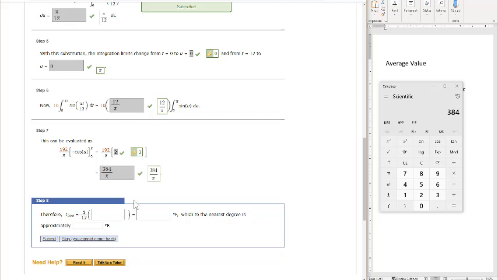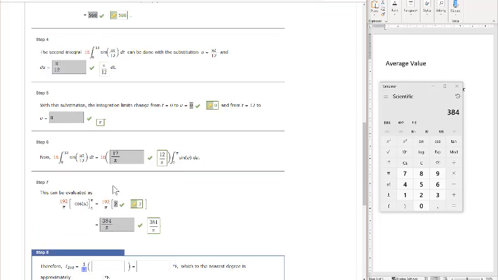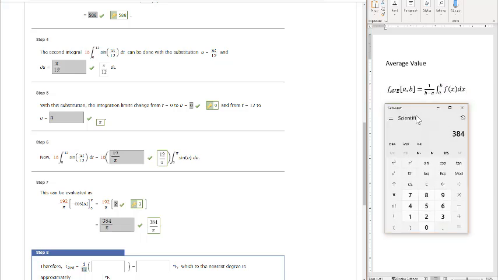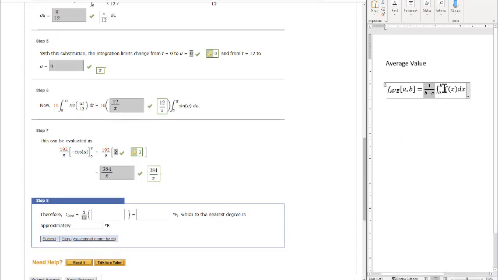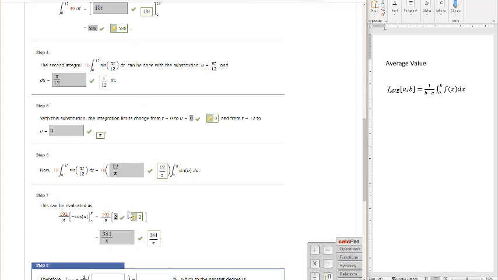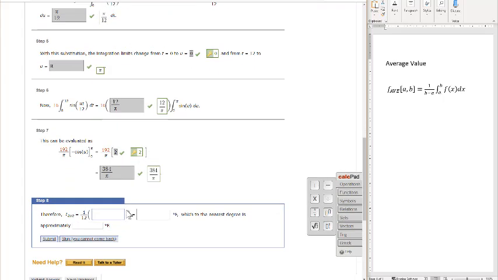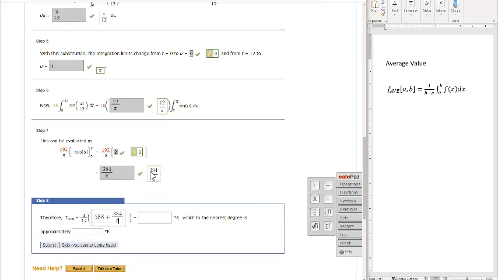So going back to what we have, the average temperature is going to be 1/12. So that's the 1/12 from the fraction in the front, and then we're going to find the integral. So the integral for the first part I think was 588, and then we're adding, and the second part was 384 divided by pi.